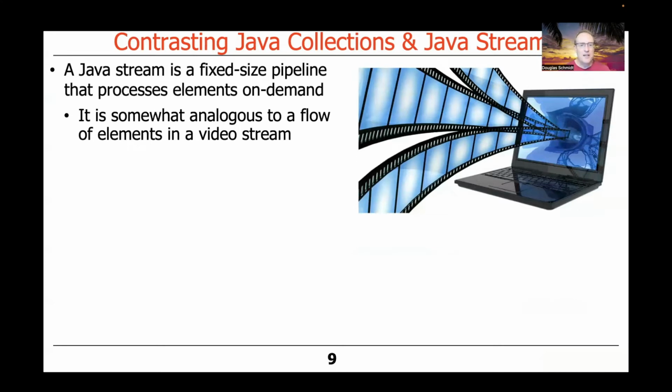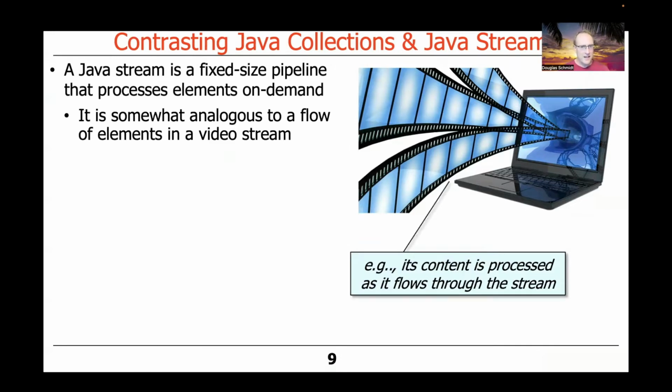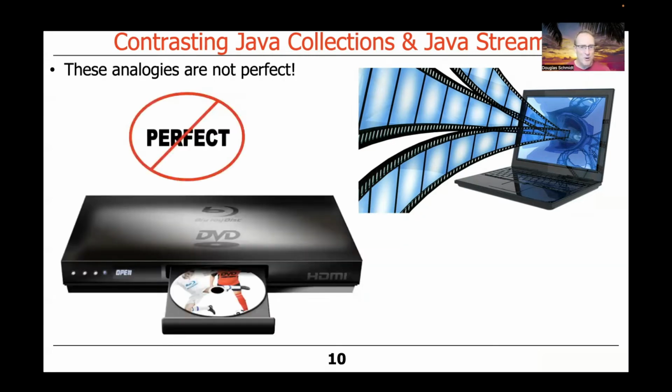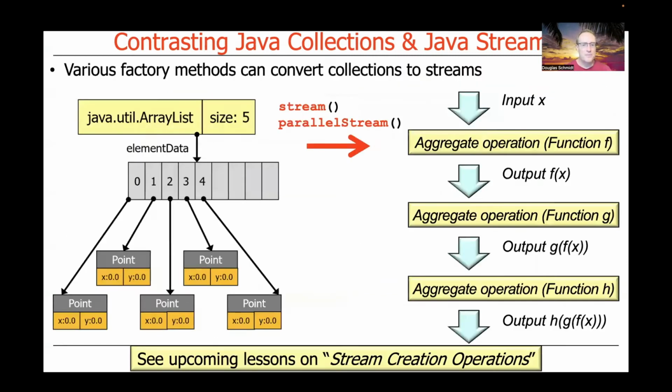A Java stream is somewhat analogous to a flow of elements in a video stream in the sense that the content is processed as it flows through the stream. Again, these analogies are not perfect. Typically, contents on a DVD are persistent by their very nature, whereas the contents in a Java collection aren't necessarily persistent unless you persist them. And there's some other differences as well, but you get the basic idea. They're not the same kind of entity, same kind of abstraction.